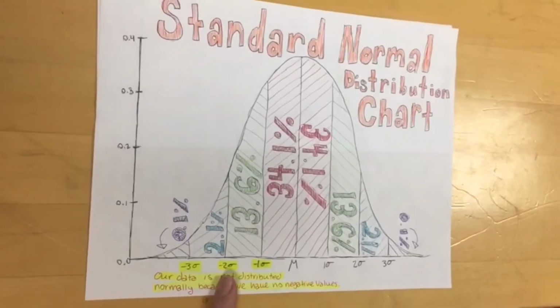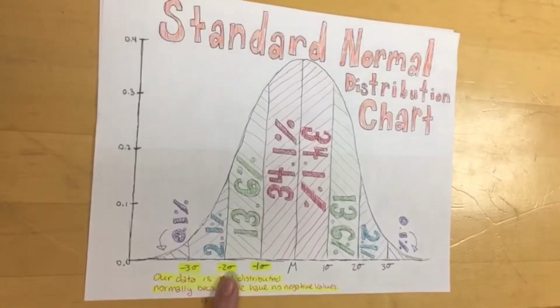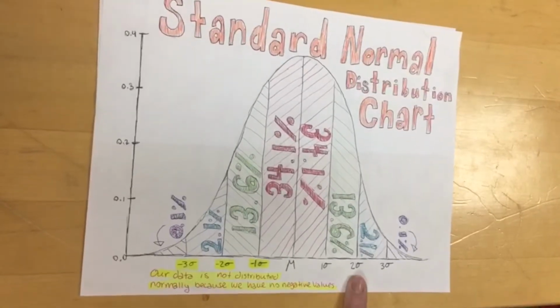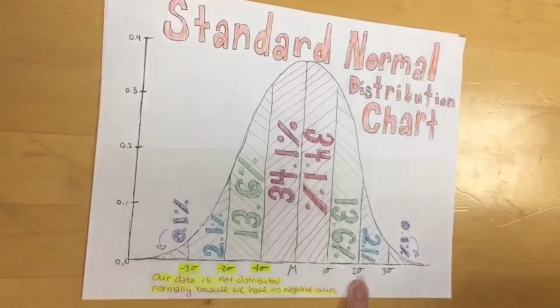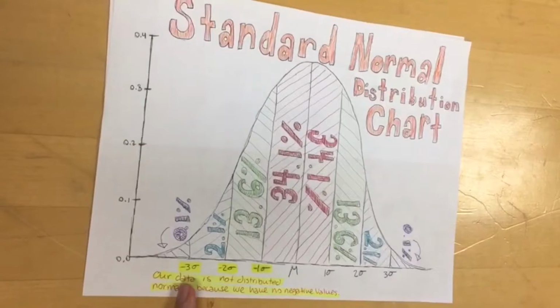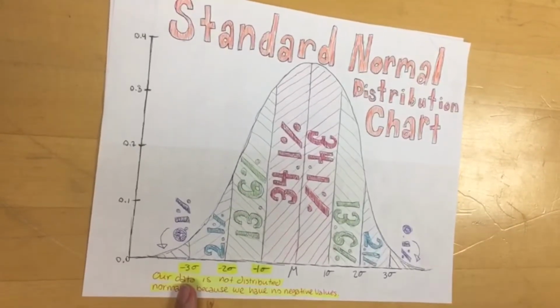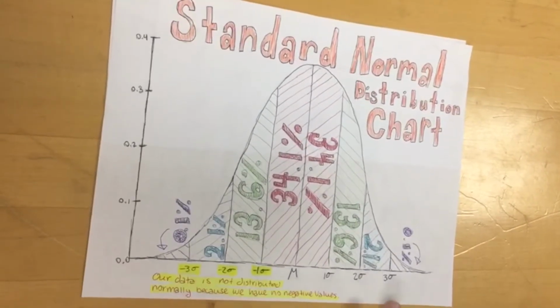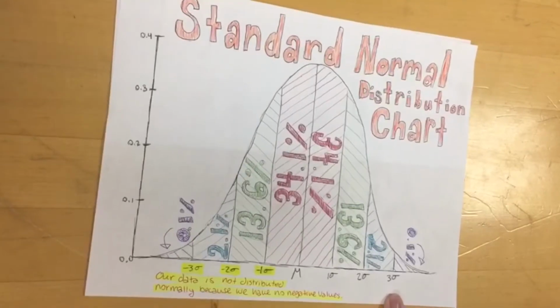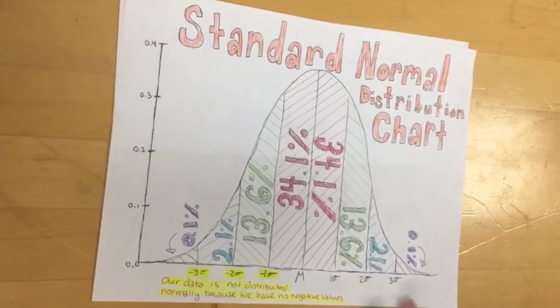And then two standard deviations to the left is 0.06. Two standard deviations to the right is 6.62. Three standard deviations to the left is negative 1.58. And three standard deviations to the right is 8.26.